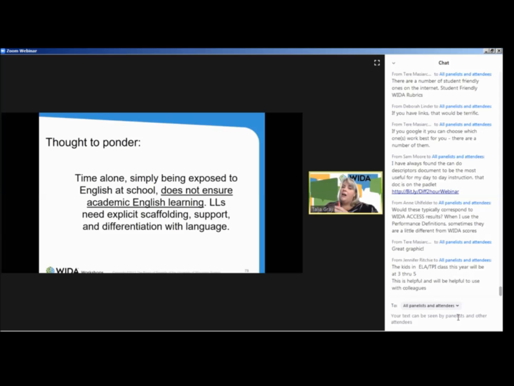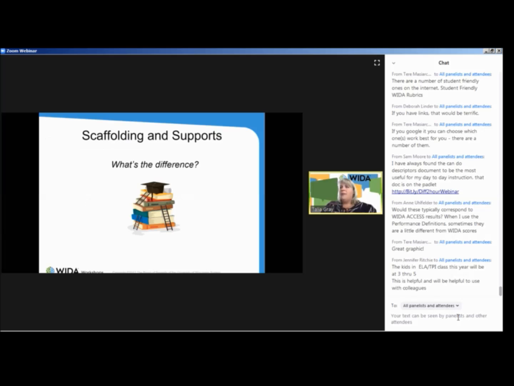It's that academic language. A lot of times I've heard that referred to as a hidden curriculum. And I know that for content teachers, it's hard sometimes to think about language instruction while you're teaching math or while you're teaching science, but it's there. You just have to explicitly focus on it. Okay, so now we're going to talk about scaffolding and supports and what the difference is.